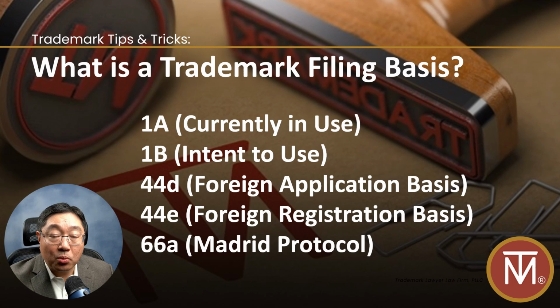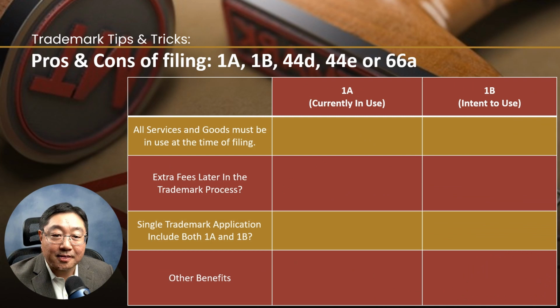In this video, we're only going to cover the benefits, pros and cons of a 1A or 1B application. In another video, we'll cover the 44D, E, and 66A. Let's begin. We'll start with whether all services and goods must be in use at the time of filing. So for 1A applications, the answer is yes.